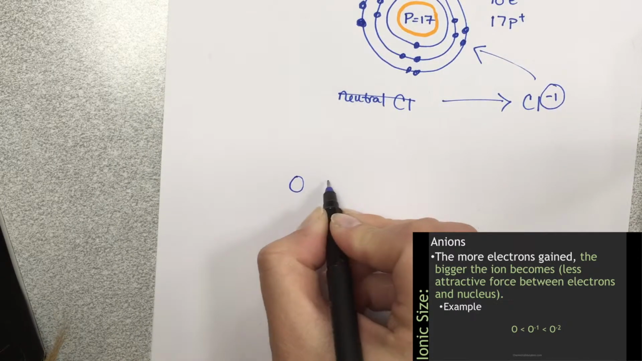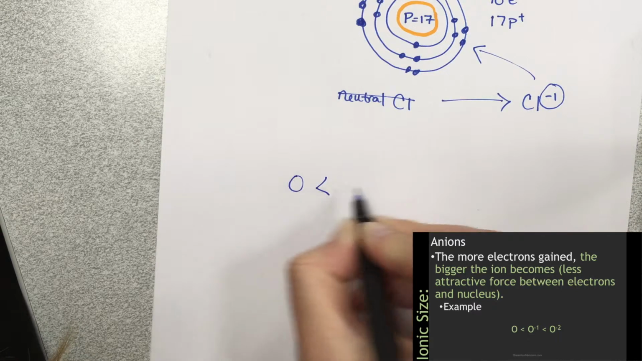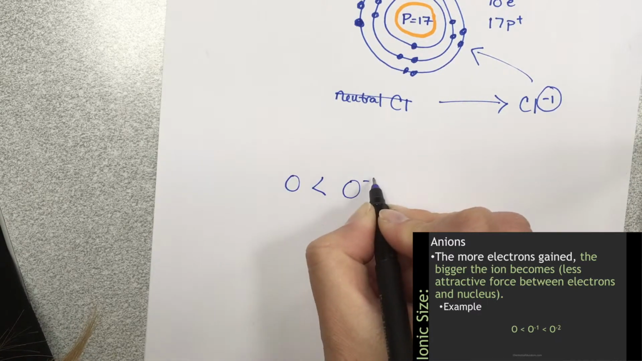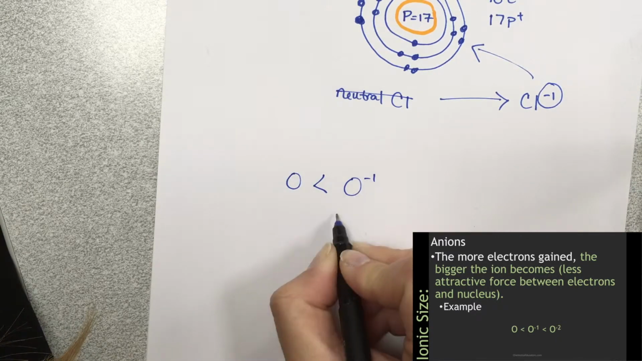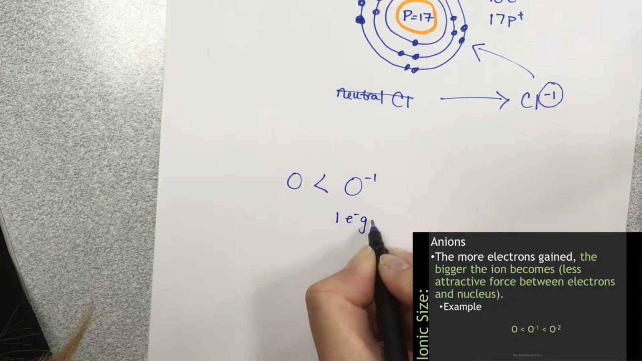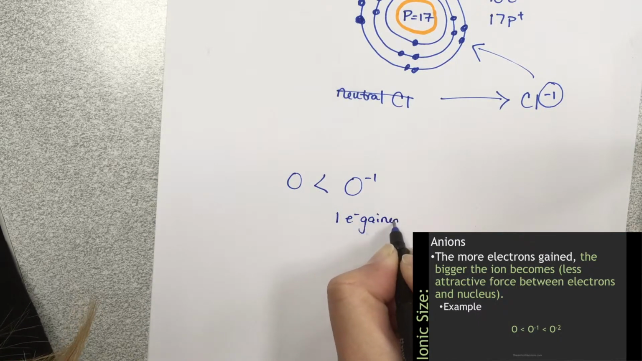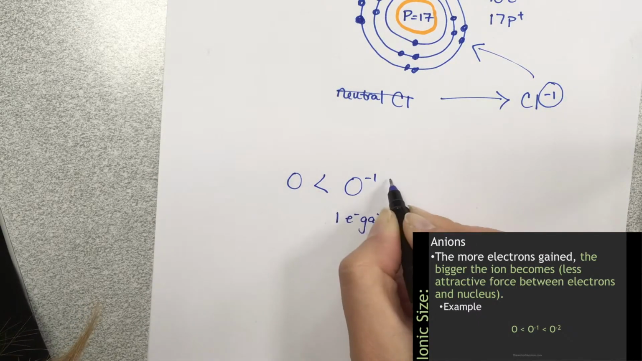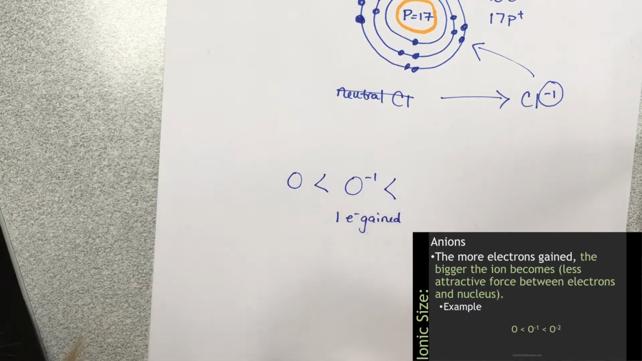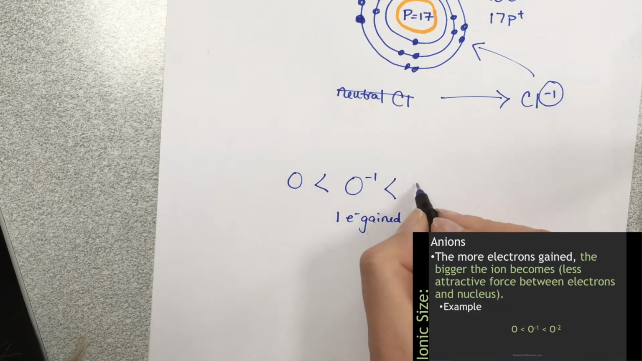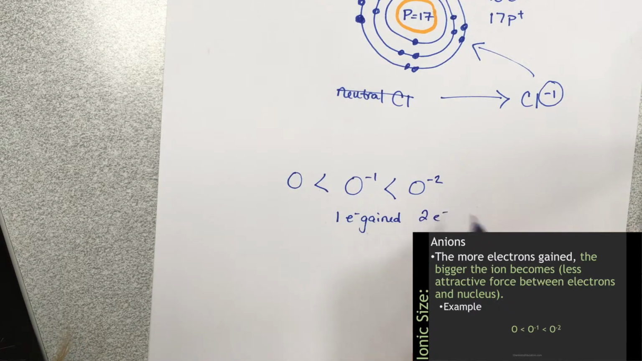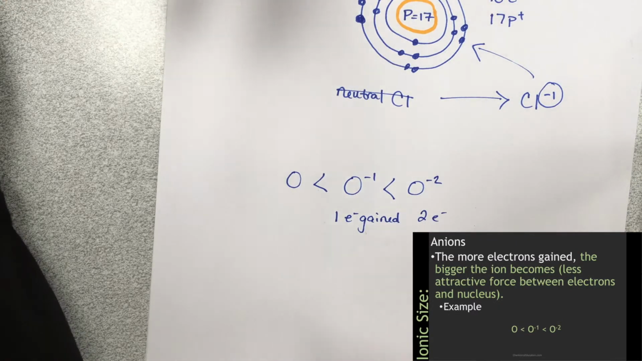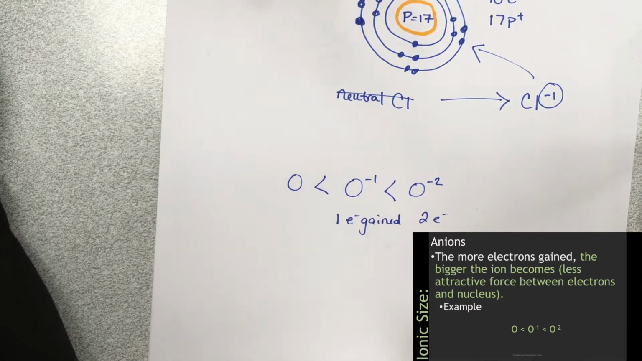But oxygen I do use as an example. The neutral atom is going to be smaller than the atom with the 1 electron gained. Okay, so that's 1 electron gained, and it's going to be bigger than this one. And then if oxygen, which does get a -2 charge, gained 2 electrons, therefore it's even bigger than this one and definitely bigger than the neutral one.